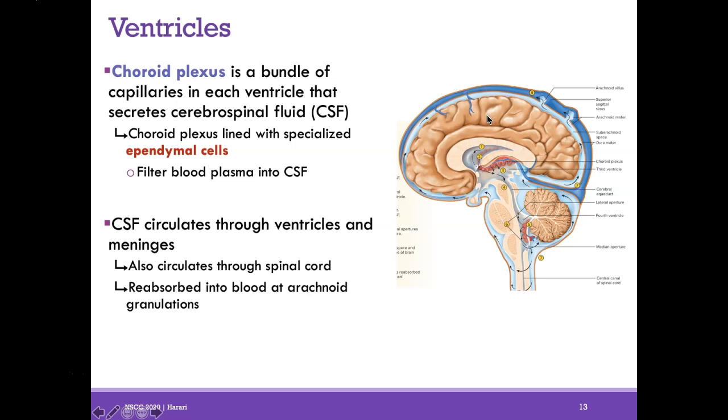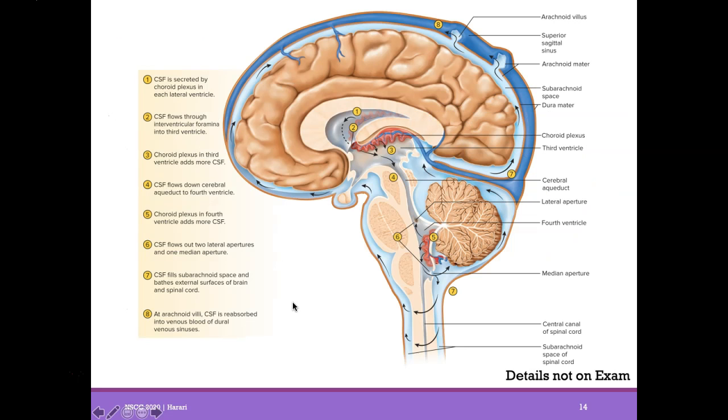The CSF is reabsorbed into the blood at arachnoid granulations. So I'll explain where that is in a bit. So let's go through this trace of CSF. The details of this won't be on the exam, so I'm going to talk about it very quickly.